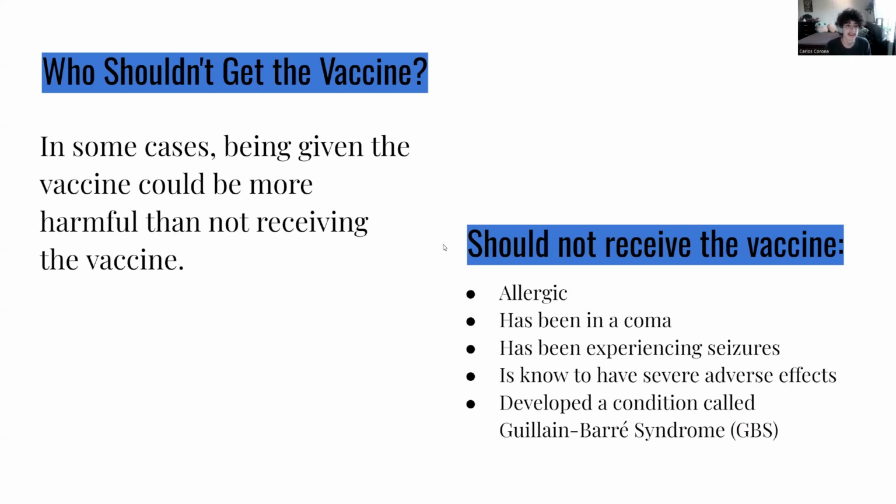Now, who shouldn't get the vaccine? In some cases, being given the vaccine could be more harmful than not receiving the vaccine. The vaccine protects you from the bacteria, from the diphtheria, but the vaccine itself shouldn't be administered if you have certain conditions: if you're allergic to any of the ingredients in the vaccine, if you've recently been in a coma, if you've been experiencing seizures, if you're known to have severe adverse effects, or if you have developed a condition.